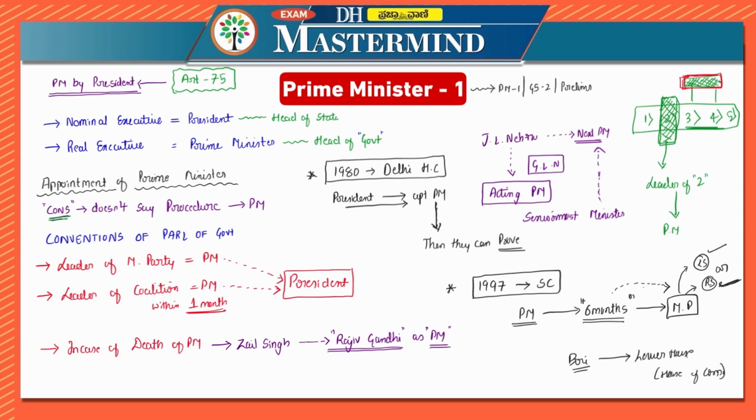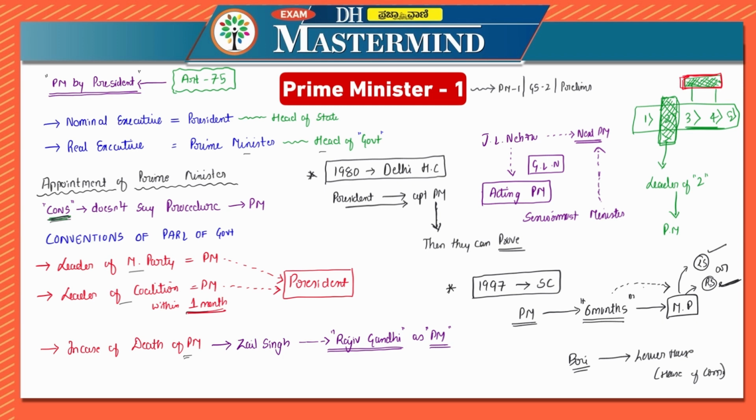For example, three Prime Ministers, Indira Gandhi, Deve Gowda and Manmohan Singh, were all members of Rajya Sabha. So in the first part, we discussed the nominal executive, who is the president, head of the state, and the real executive, the prime minister, head of the government. In the appointment of the prime minister, we saw that the constitution doesn't say the procedure, and Article 75 says that the prime minister is appointed by the president. We saw that the leader of the majority party is usually, according to convention, appointed as prime minister.